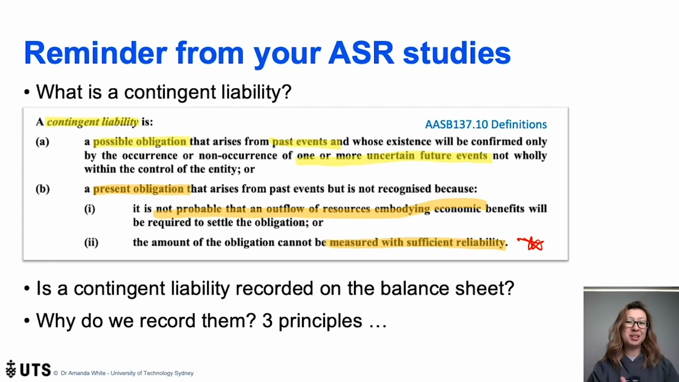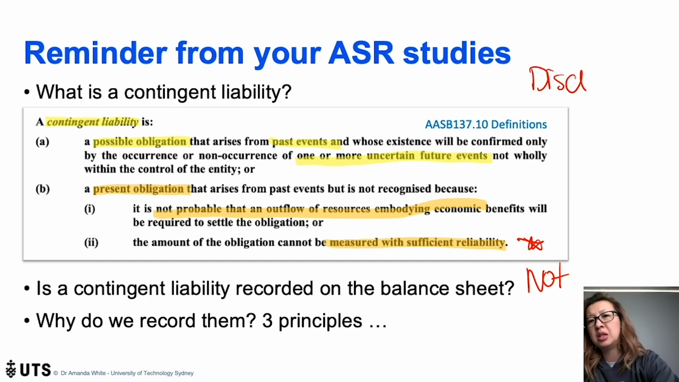So regular liabilities, where we have an obligation, those go on the balance sheet, but contingent liabilities, as per that last point there, are not recorded on the balance sheet. Instead, they're typically recorded as disclosures in the notes to the accounts. So we're normally going to see these as disclosures.